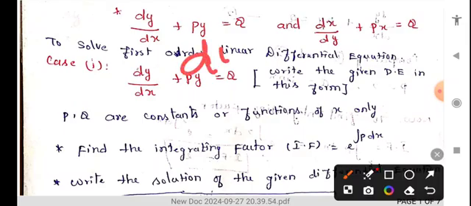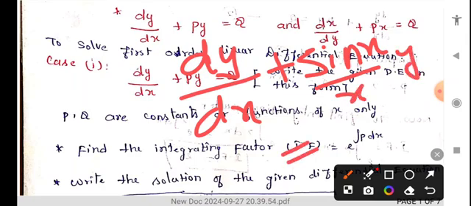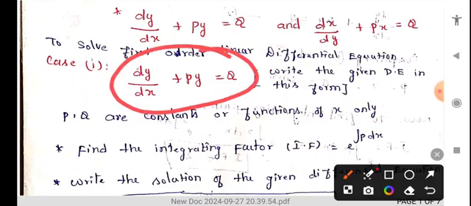dy by dx plus sin x by x into y equal to, already x cube was presented, so it will come as x squared. Now we can see dy by dx plus sin x by x into y equal to x squared. Now it is in the form of dy by dx plus py equal to q form. Then after that you have to solve.